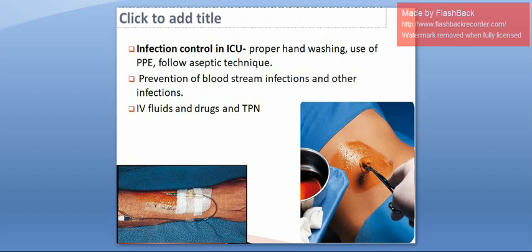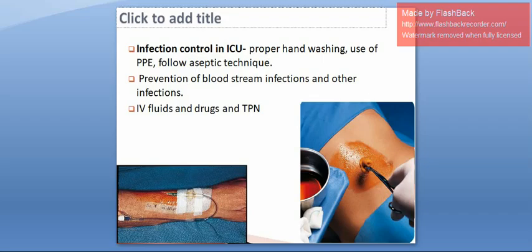Next is controlling of infection in ICU. That again plays a very important role, because when the patient is admitted in the intensive care unit, you have to do all the procedures in aseptic technique. Otherwise, the patient will tend to get cross infection or any nosocomial infection. So, follow thorough hand hygiene or proper hand washing. You have to use personal protective equipment like gowning, mask, gloves, boots, and goggles can also be used whenever you are doing any procedures.